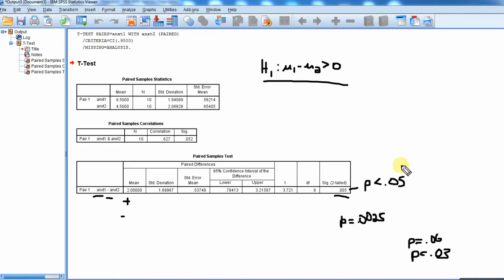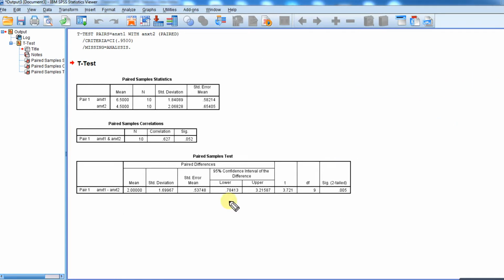So that's why it's important to understand that little detail. If you're testing a directional hypothesis and you stick with the p-value that is given in the table and compare that against the alpha level, then you can underpower your test and fail to reject the null when you should be rejecting the null. So in this particular case, we are going to reject the null hypothesis, and basically we can say that the mean at time 1 for anxiety is significantly greater than the mean at time 2.